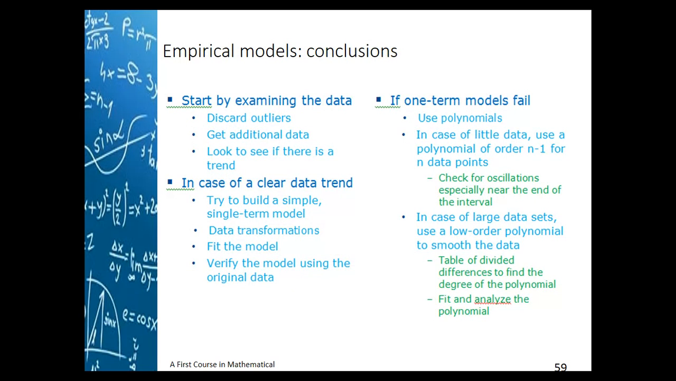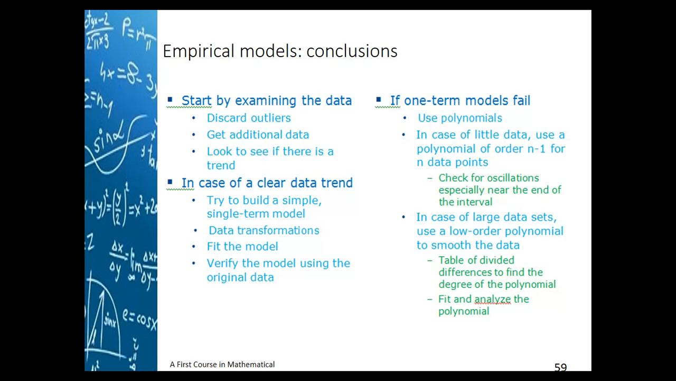So these are the conclusions. You examine the data. Once you discard all your outliers, you see whether your data makes sense. You see whether it has a trend. If you are able to see that the data trend is very clear, for example, if you have an exponent, you build a simple single term, as in our part 1, 2, 3. You transform the data, you fit the model, you verify a little bit.